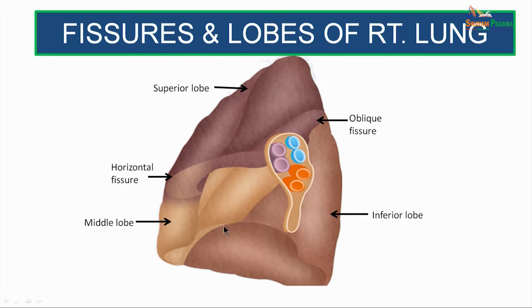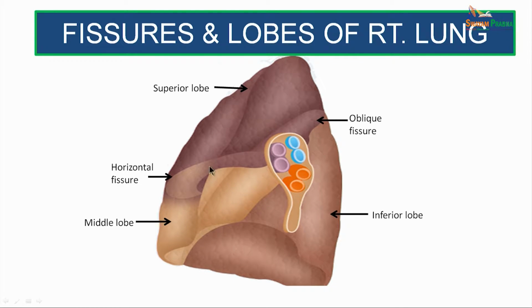This plane of cleavage also has a functional implication, that is, the superior lobe moves laterally and forwards with the elevation of the ribs during respiration, whereas the inferior lobe passes downwards and backwards due to the piston action of the diaphragm.